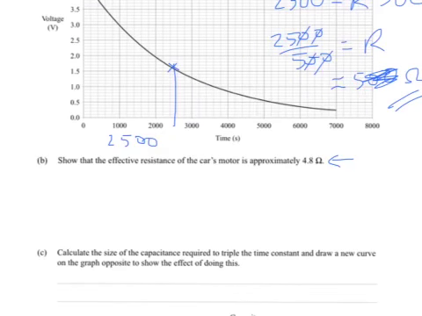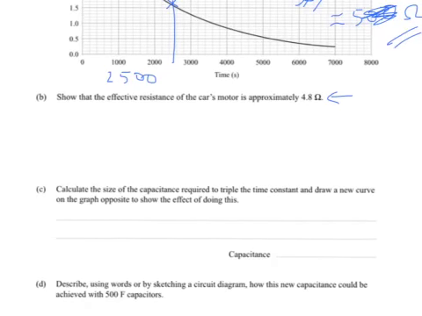ohms. And just double check on the marking schedule, it says 4.8 ohms, and they use 2,400 for the time constant, so they calculated it just a little bit more precisely.